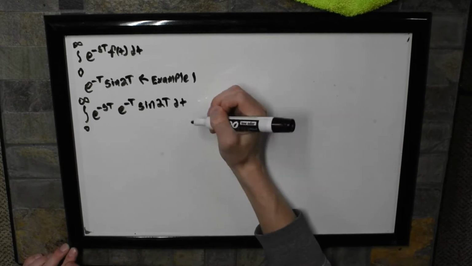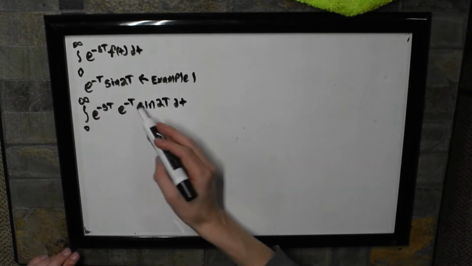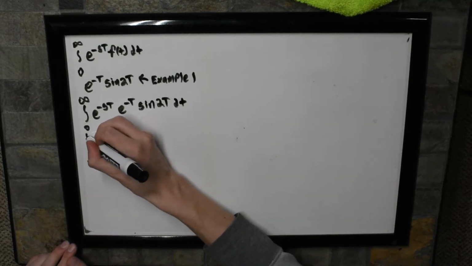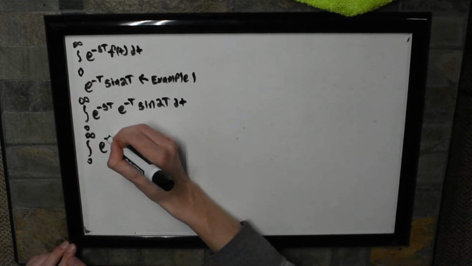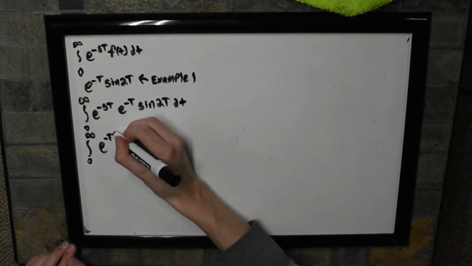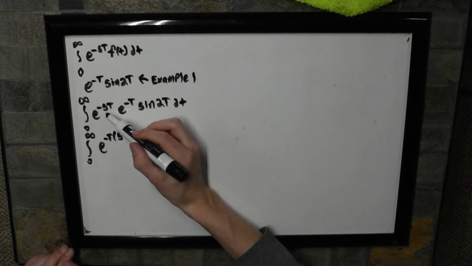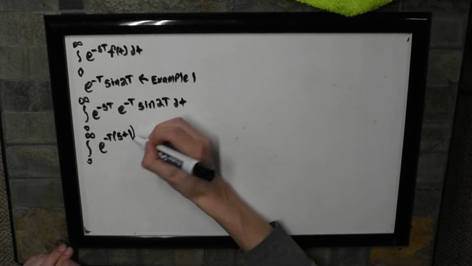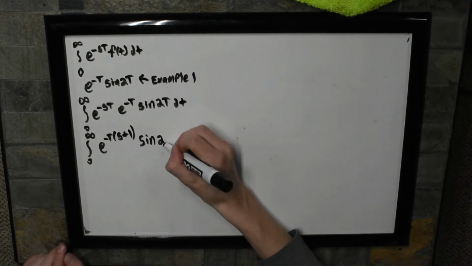Alright. Well, when we multiply exponential terms, we just add the exponents. So we're going to have the integral from 0 to infinity of e to the negative, I'm going to factor out a negative t, so we end up with s plus 1, and then if we were to factor that back, we'd get negative st minus t. So we can do that. Sine 2t dt.